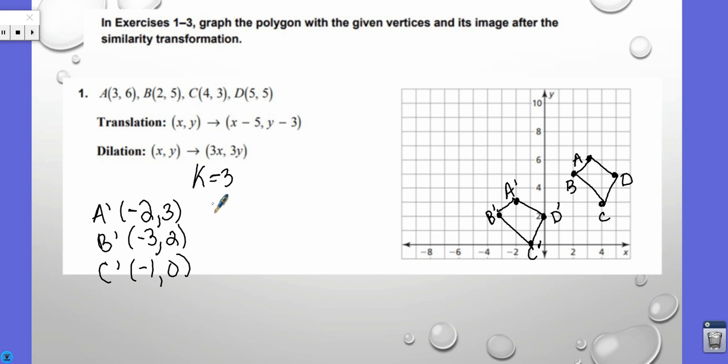So that means my A double prime would be -6 and 9, because I take 3 and multiply it by -2 because X is -2, and 3 multiplied by 3 because Y is equal to 3. So I'm just multiplying here. So here I get -9 and 6. That's my B double prime, and C double prime, I get -3 and 0.